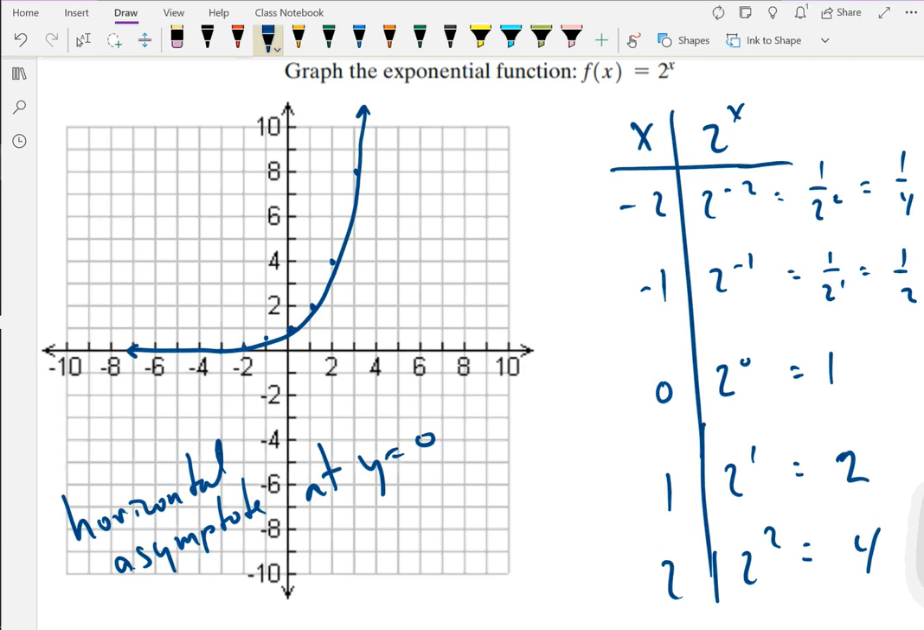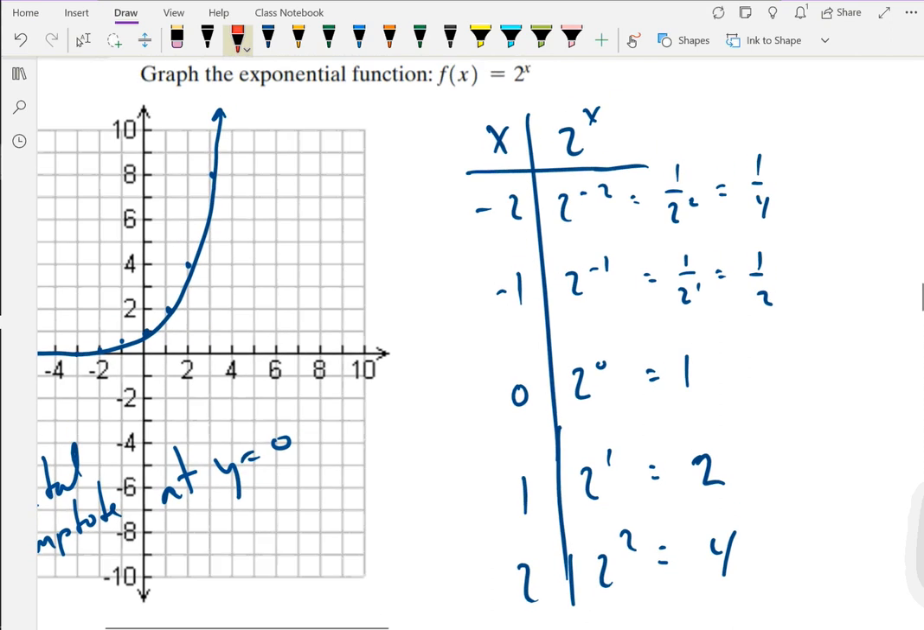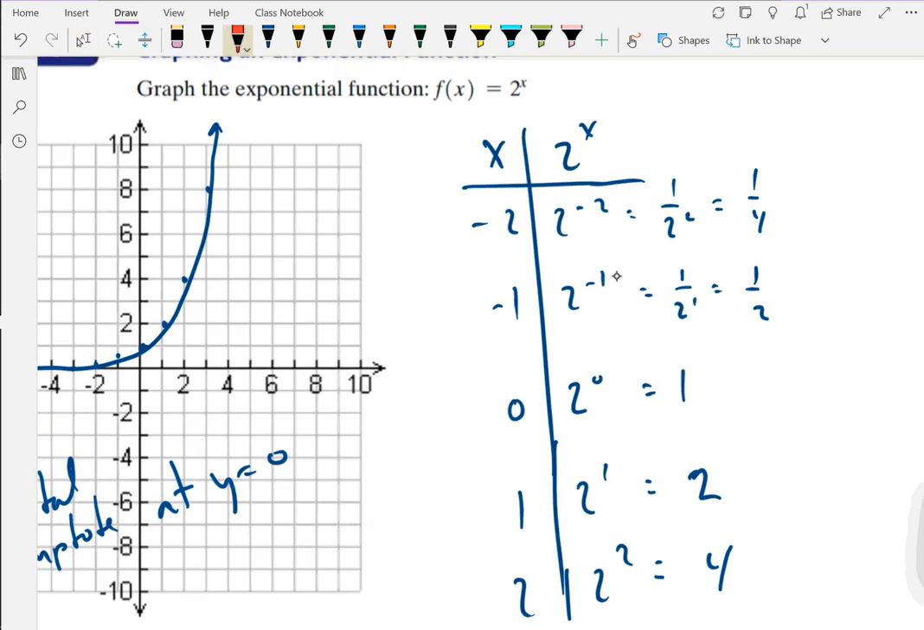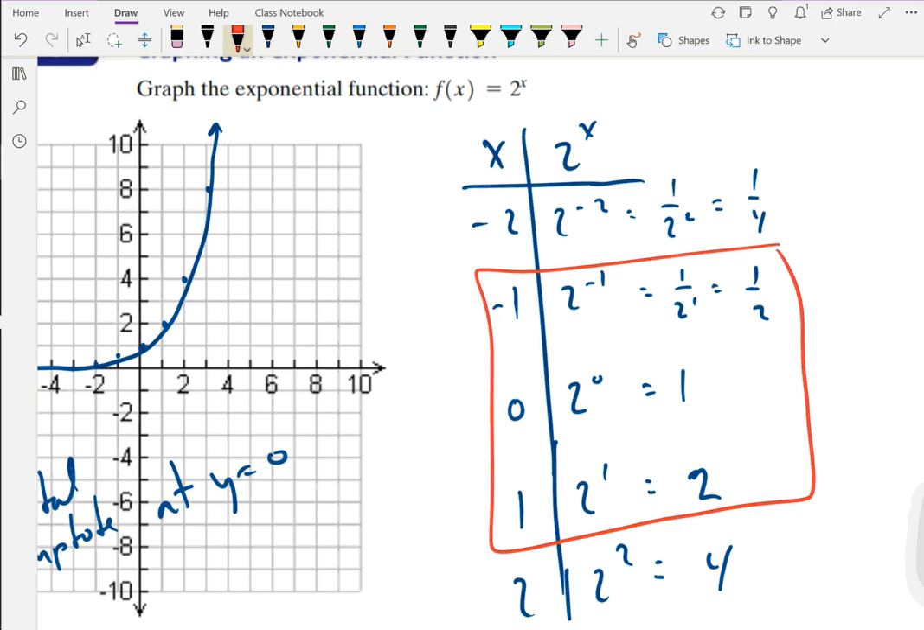Additionally, one of the things just to note: negative 1, 0, and 1, so 3 key points here to take a look at. At negative 1, we're the reciprocal of our base. At 0, we're 1. And at 1, we are the base. So at 0, we're always going to be 1. At negative 1, we're going to be 1 over our base. And at 1, we're going to be our base.